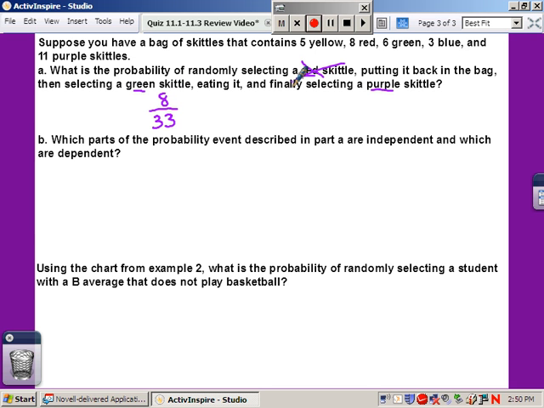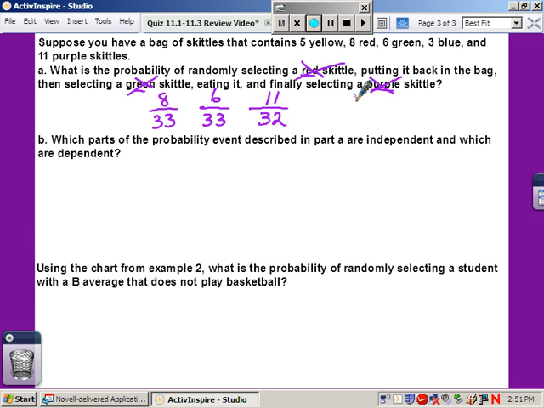Now it says you put it back in the bag after you pick it out. Okay. So then you have to select the green Skittle. So basically I still have 33 Skittles left in the bag because I put the red one back in it. So the probability of picking the green would be 6 out of 33. Okay, so that takes care of the green Skittle. It says you eat the green Skittle, so you're down to 32 Skittles. And finally you want to select the purple one. So I have 32 Skittles left in the bag now because I ate the green one that I picked out. And there are 11 purple, so 11 out of 32. Those are the 3 individual probabilities.